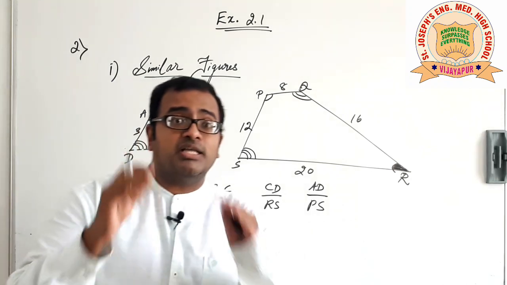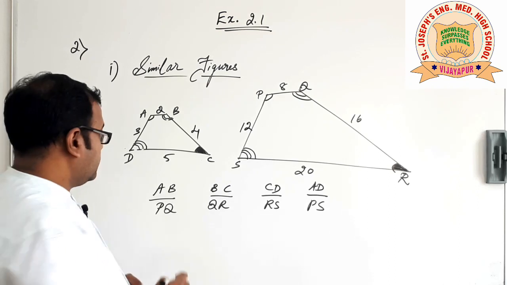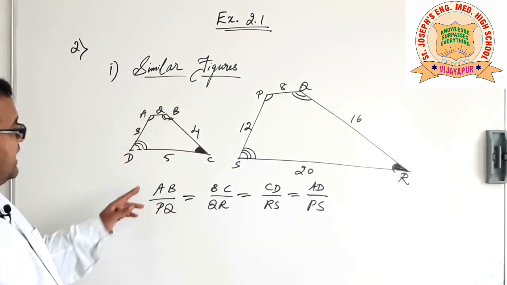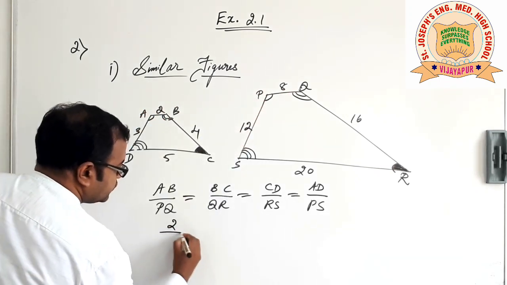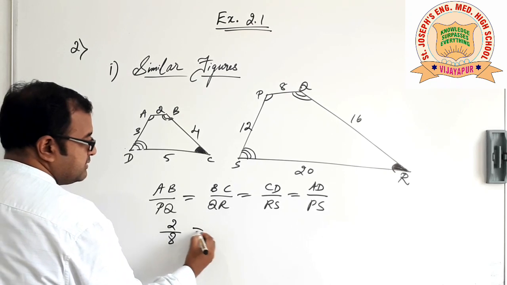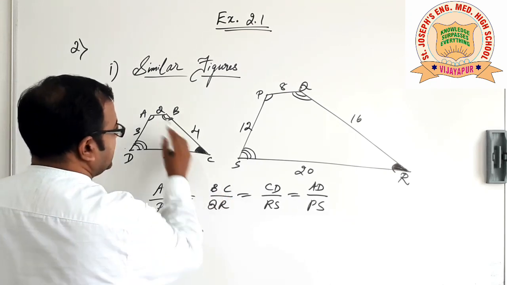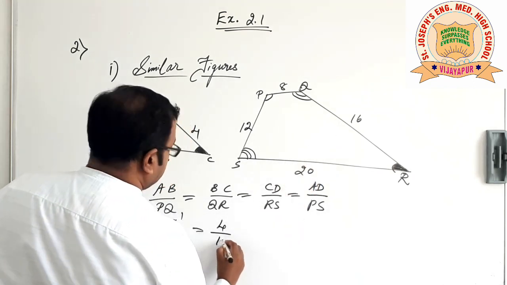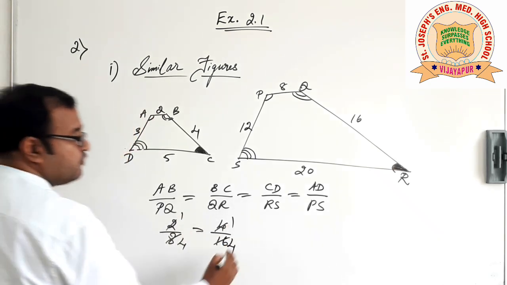The ratios must be equal to the scale factor, only then they are similar. So they all must be equal. You can check AB by PQ, 2 upon 8. Simplify that, 1 upon 4. BC is 4 by QR, which is 16. 4 ones are 4, 4 fours are 16, again 1 upon 4.